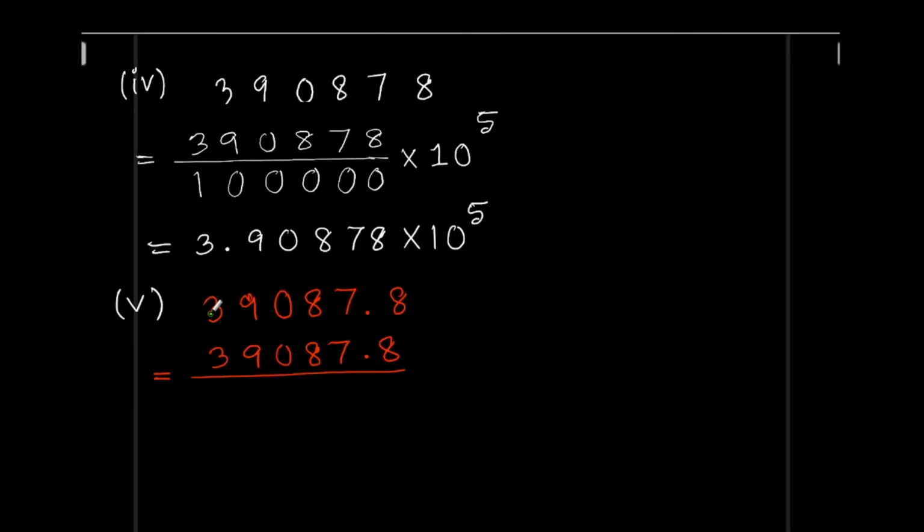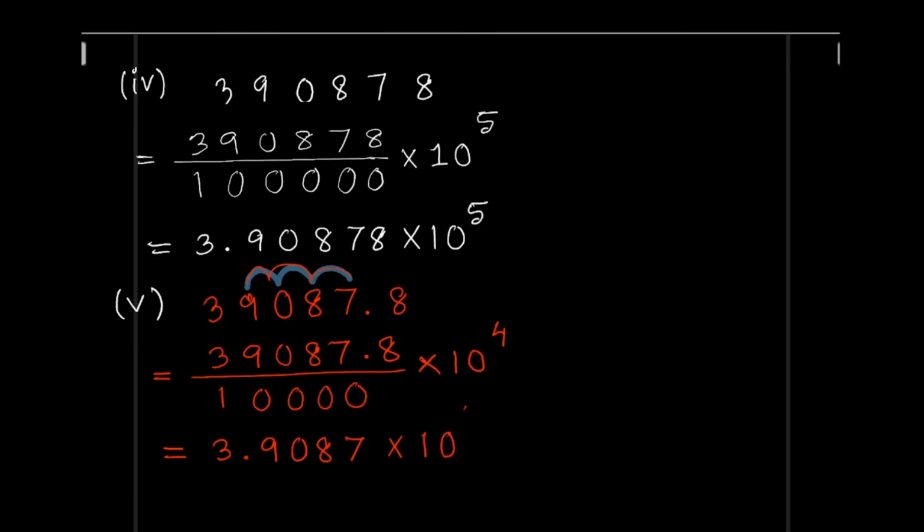See, 39087.8. If the point will be after 3, then by how many digits will the point be moved towards the left? 1, 2, 3, 4 digits. The point will be shifted towards the left by 4 digits. So this number we have to divide by 10,000. Why? Here 4 digits are there, that is why we multiply by 10,000, meaning 10 to the power 4. So 3.9087 into 10 to the power 4 is the standard form of the given number.